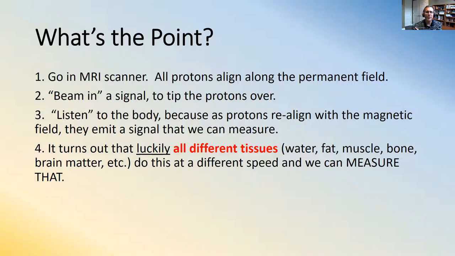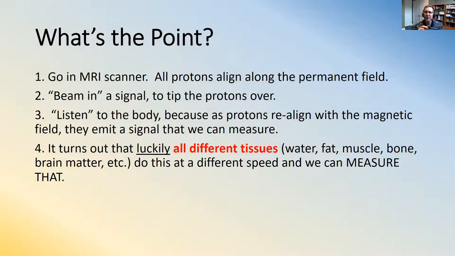Here's the key, step number four. It turns out that luckily, it's not chance, it's physics and chemistry, of course, but luckily all the different tissues, water, fat, muscle, bone, brain matter, cartilage, ligaments, all these soft tissues we're talking about, they all have that return at a slightly different speed. Some are fast to come back to alignment and some are like, oh, I'm gonna take my time and come back to alignment. They do it at a different speed and we can measure that.